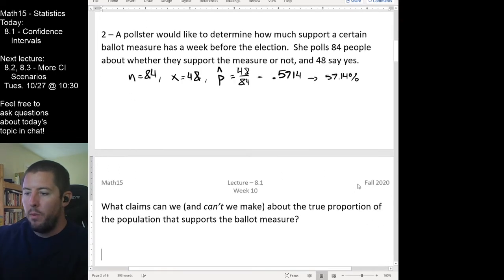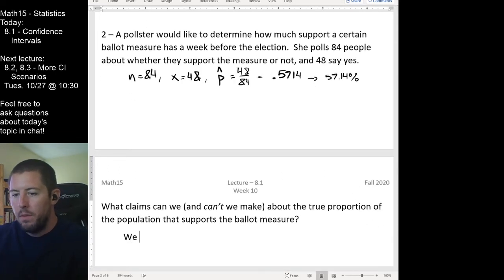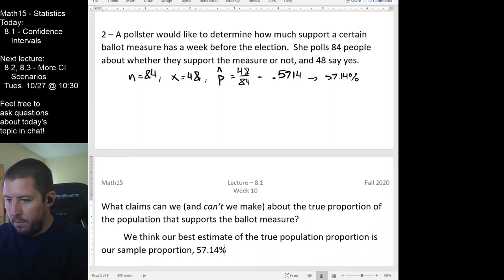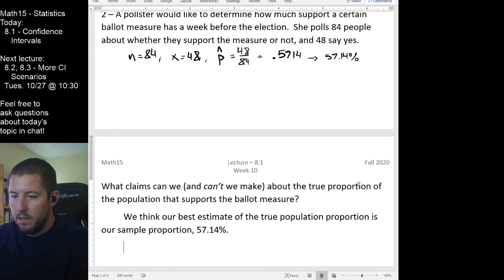So what claims can we and can't we make? We think our best estimate of the true population proportion is our sample proportion, 57.14%. However, samples can vary.